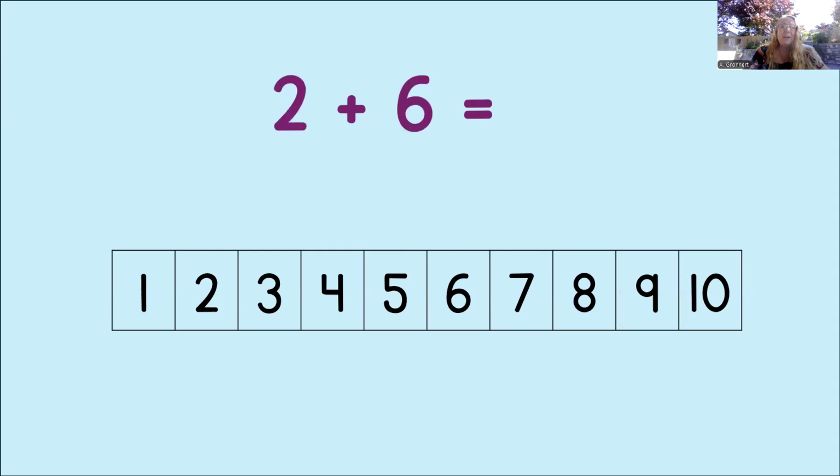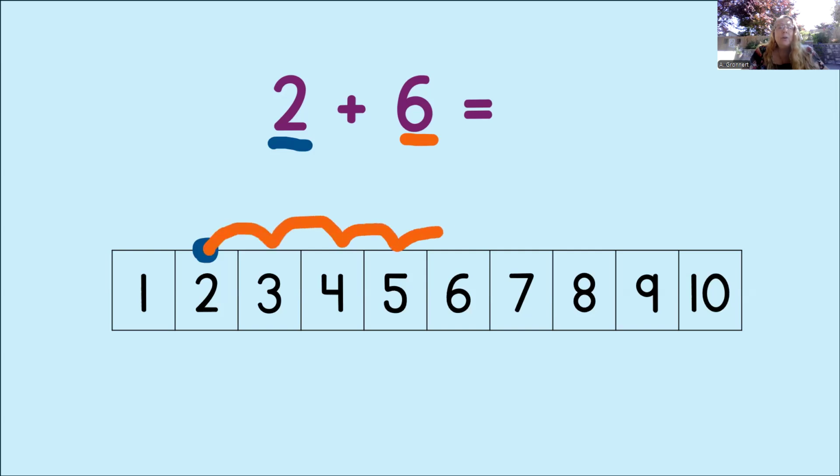Let's try another one. This equation is 2 plus 6. What do we do? Well, we start with the first addend. That's the number 2. Let's mark the number line at the number 2. Perfect. Then we count on the second addend. That's the number 6. Let's count on 6 to add.